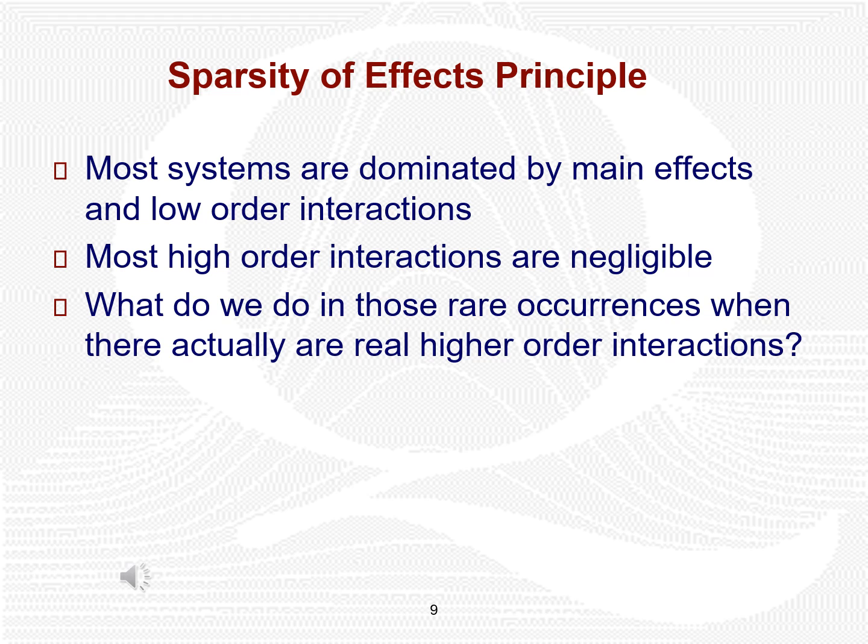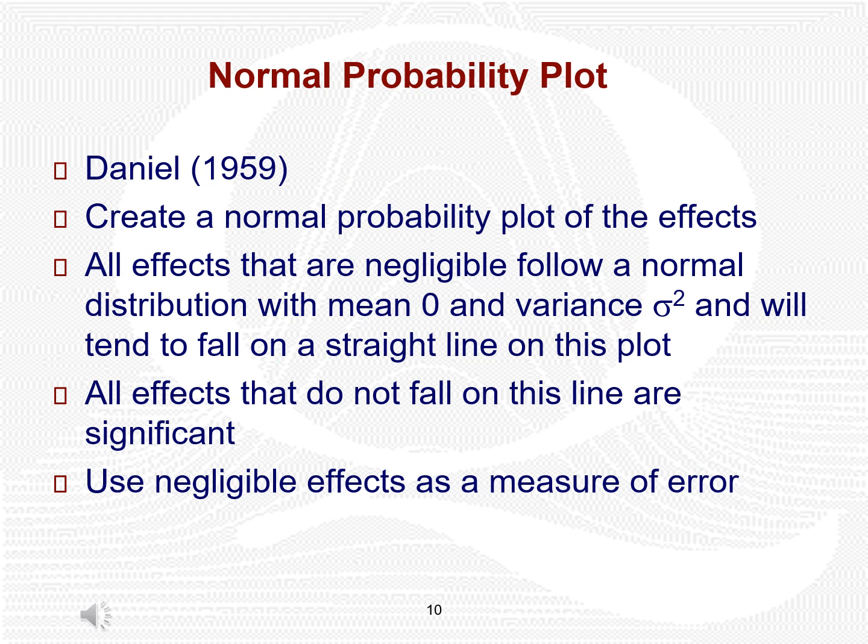To do this, we will use probability plots. Daniel came up with the idea of using a normal probability plot in 1959 to identify active effects for two-level designs. This is a plot of the effects versus the percentages from a normal distribution with a mean 0 and some constant variance. Because of the CLT, it is reasonable to suppose that the distribution associated with the effects is normal.